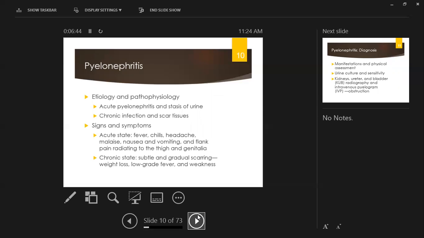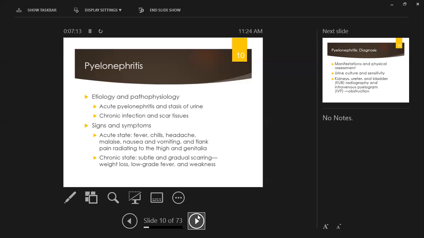So we talked about cystitis and urethritis. Now we're going to talk about pyelonephritis. So pyelonephritis is infection or inflammation of the kidney. Acute pyelonephritis can cause stasis of urine, but also can be caused by stasis of urine. So not emptying the bladder fully, urinary retention. Chronic infection actually causes scarring within the kidneys themselves.